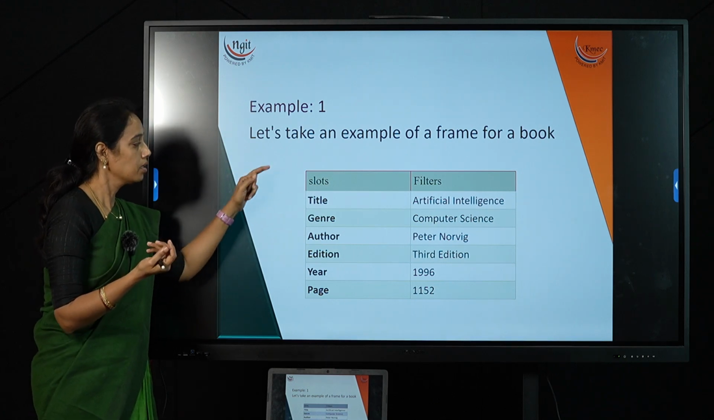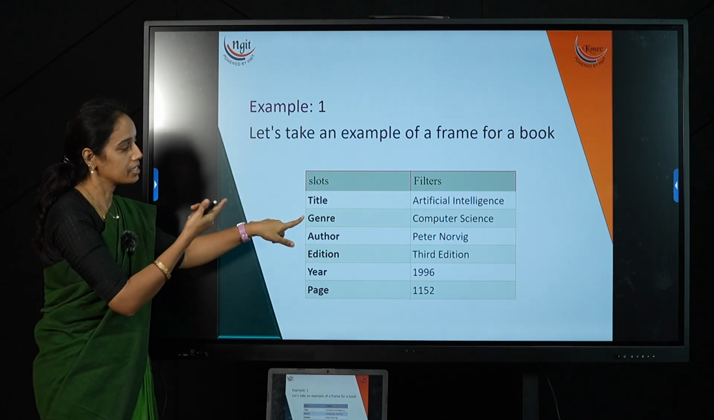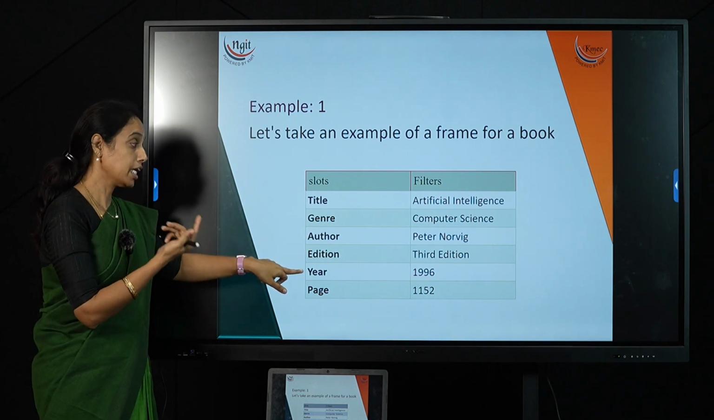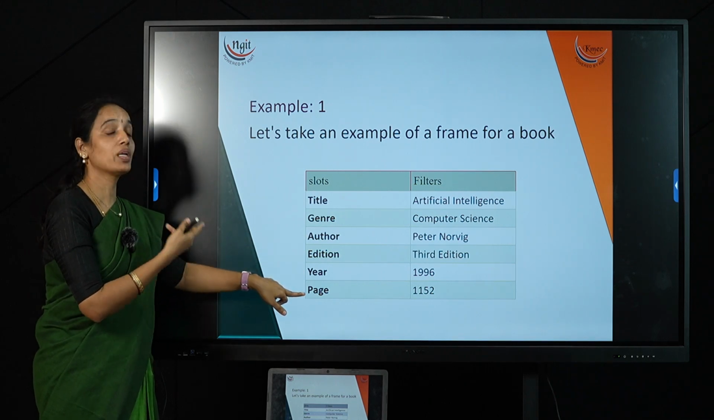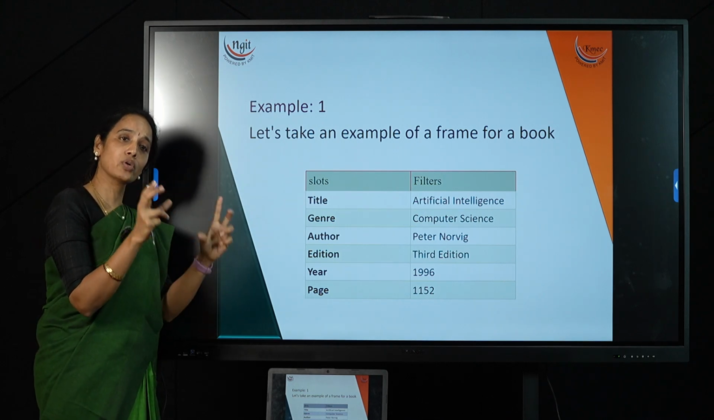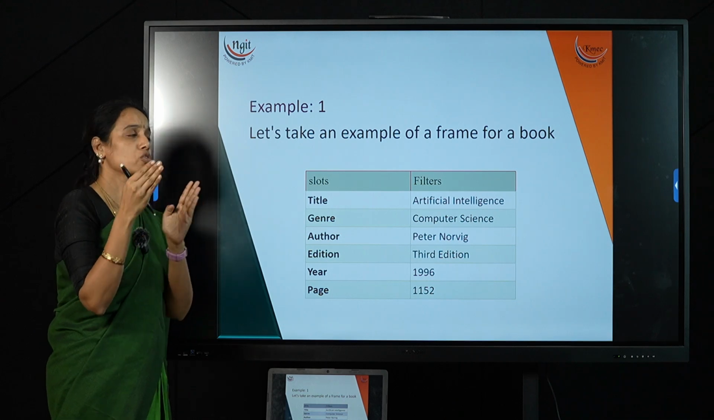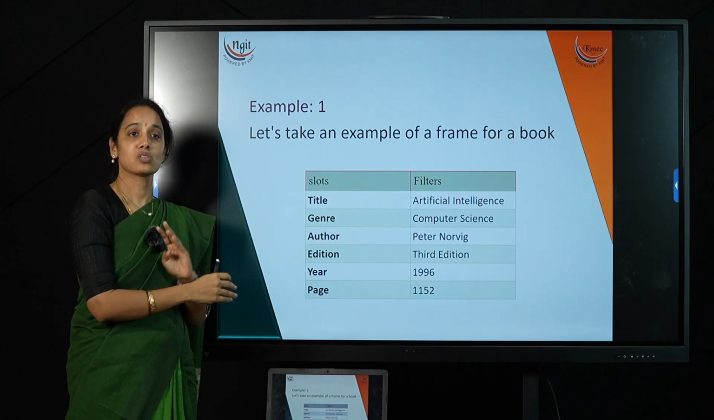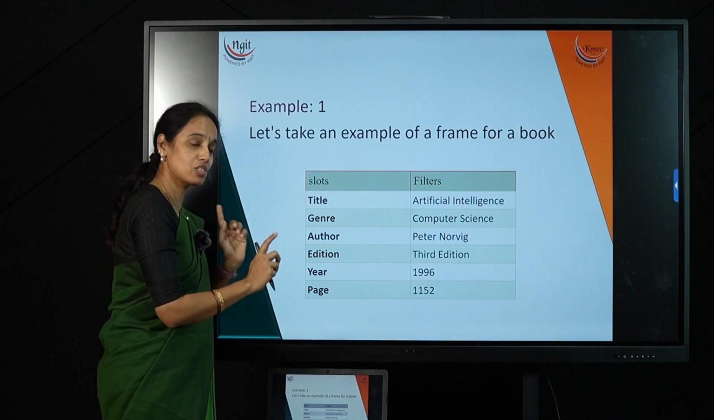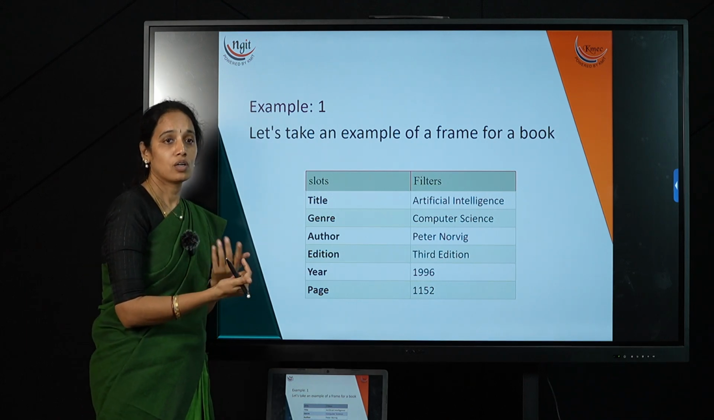So in that way, see here, we have a title, genre which is computer science, author, edition, and then in which year it has been published, and how many pages. Likewise, however much information a particular book has, that whole information you can store in the form of a frame. So this representation is called a frame representation. This is one way to represent the knowledge.